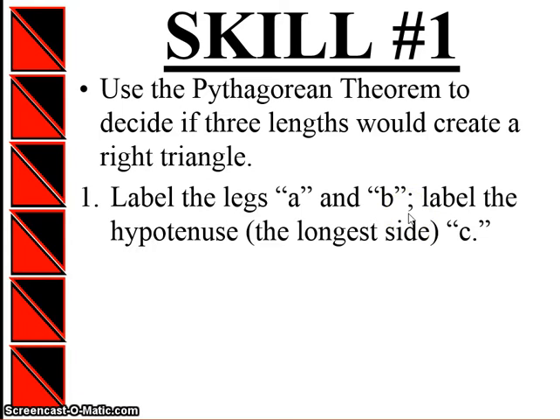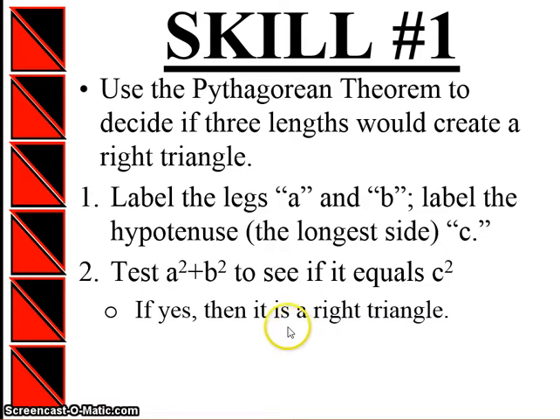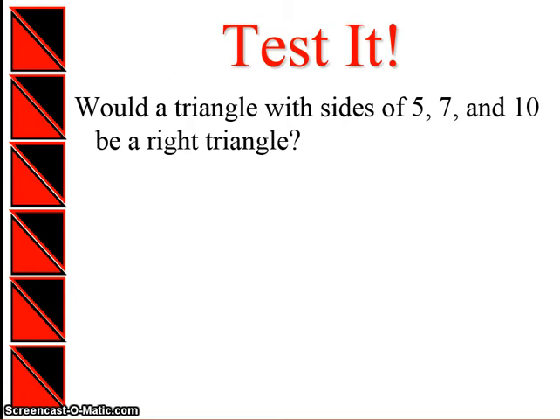Our steps to doing this skill are to label the legs A and B and to label the hypotenuse, the longest side, C. Second, test A squared plus B squared to see if it equals C squared. If yes, then it is a right triangle. If no, then it is not a right triangle. So let's test it. Would a triangle with sides of 5, 7, and 10 be a right triangle?